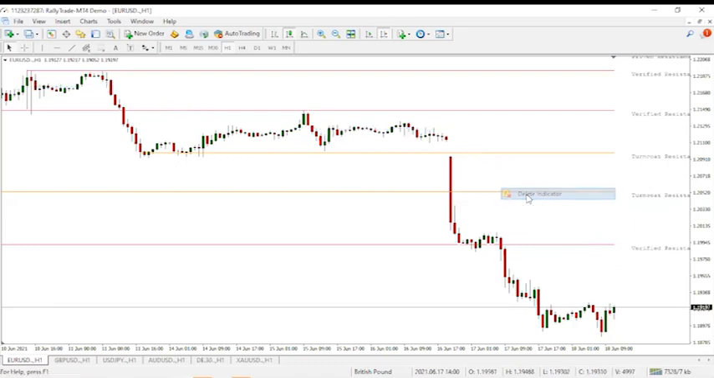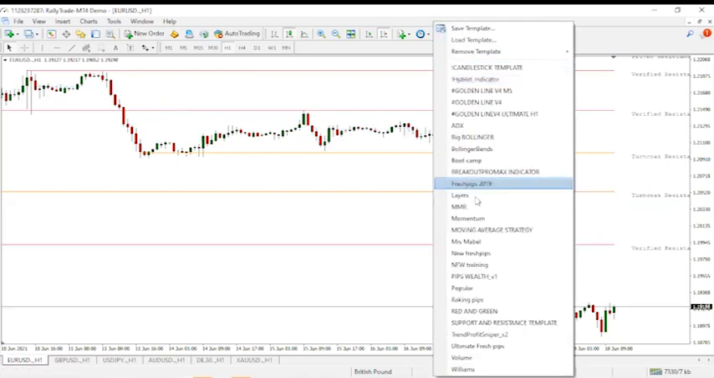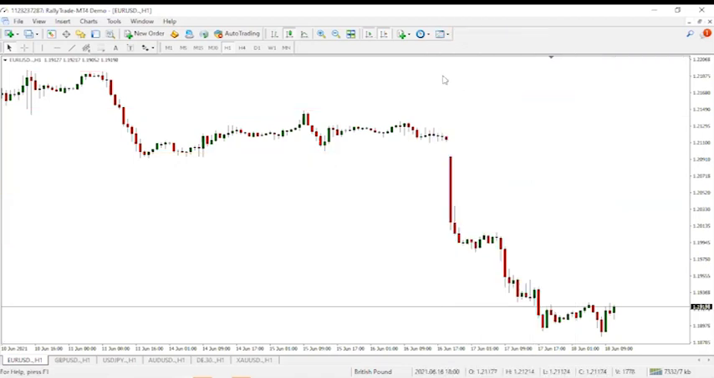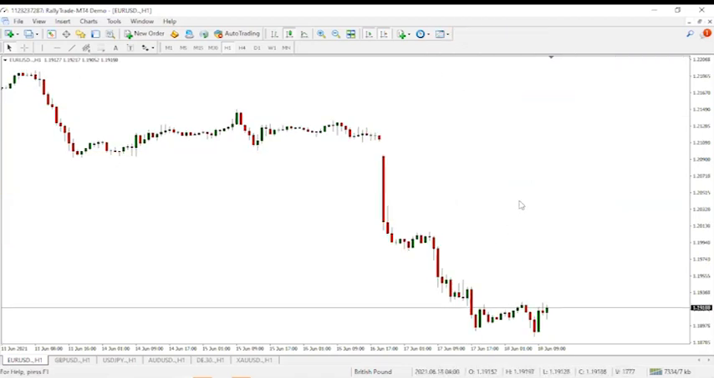Let's see. Let me just take this off. All right. So for the sake of those that are using phone, I'm going to be doing my support and resistance manually. All right.